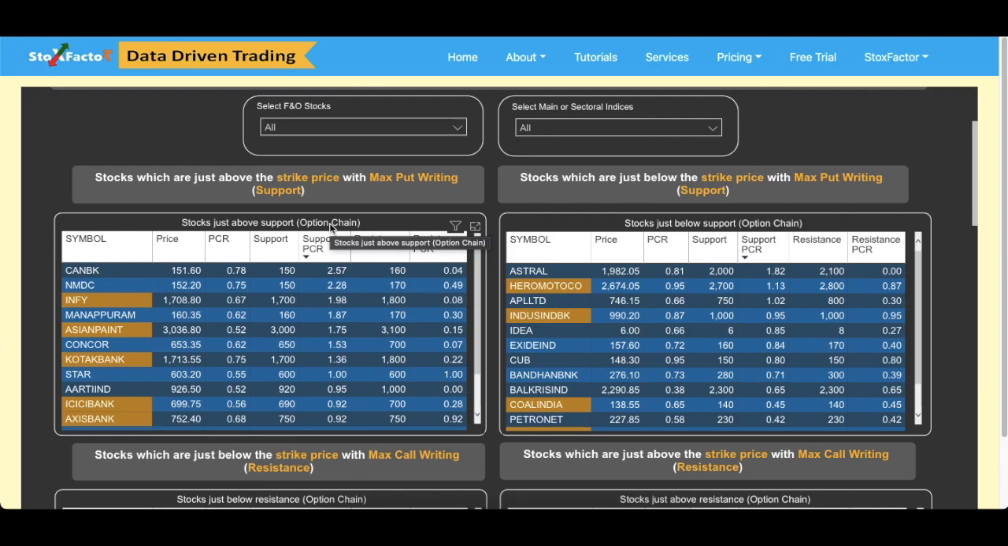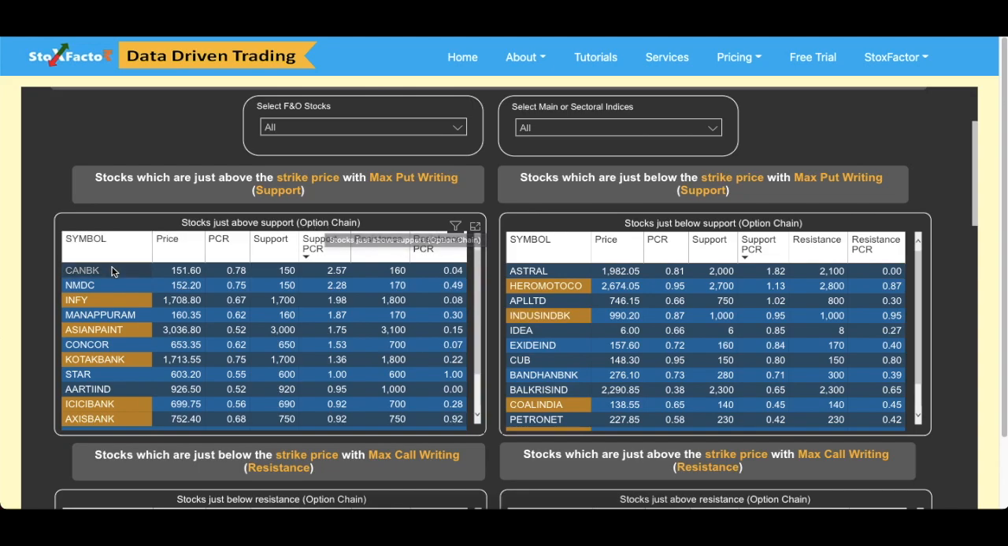So we are calculating the put call ratio at a particular strike price. Now this is the overall put call ratio. This is the put call ratio at 150. So the higher the number, the stronger the support is. So 2.57 means put writing is way more as compared to the call writing.